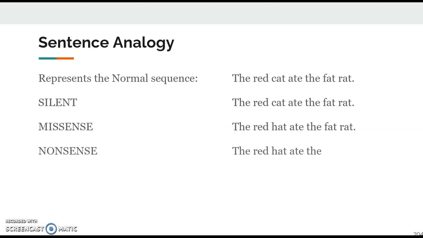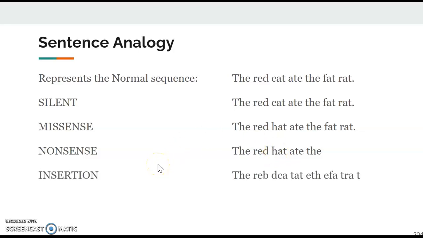And then in a nonsense, something happens and the sentence gets cut short. The red cat ate the, and the sentence is done. I should say cat because that's not where the change is. I'm going to fix that, but this should be cat. Hope I didn't make that mistake again. No, I didn't. Okay, great.